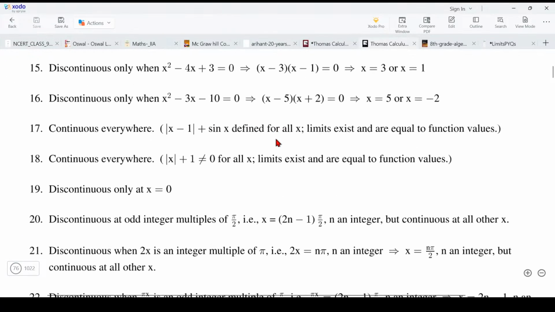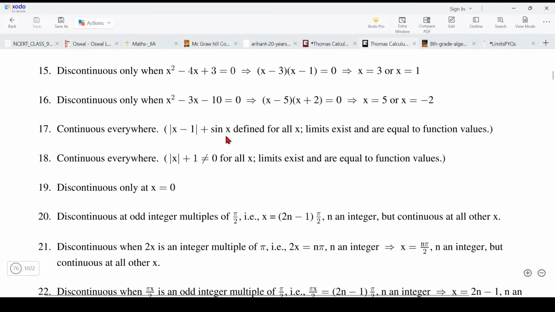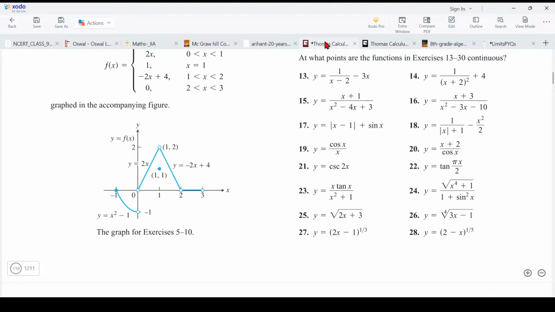See, he's saying it is always continuous. Mod of x minus 1 plus sin x. When I approach 1 from the left hand side, let's say 0.9, 0.9 minus 1 is actually equal to plus 0.1 in magnitude, so this becomes sin x plus 0.1. When I approach from the right hand side, 1.1 minus 1, then also sin x plus 0.1. It's actually continuous.